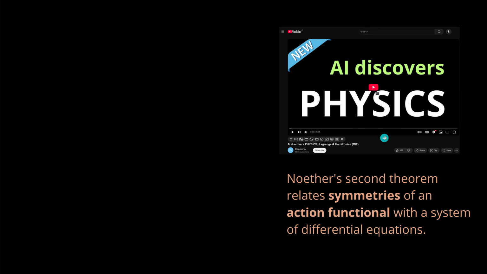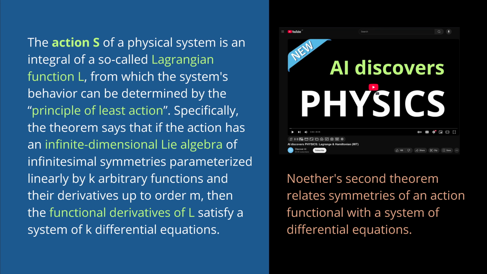Beautiful. Now, if you remember, in this one I talked about physics. And if you know a little bit about physics, you remember Emmy Noether. Noether's second theorem relates a symmetry of an action functional with a system of differential equations. Just a short refresher, this is from Wikipedia, the simplest explanation: if we have an action S of a physical system, a real world system, the action S is an integral of the so-called Lagrangian function L that I showed you in this video, from which the system's behavior can be determined by the principle of least action.